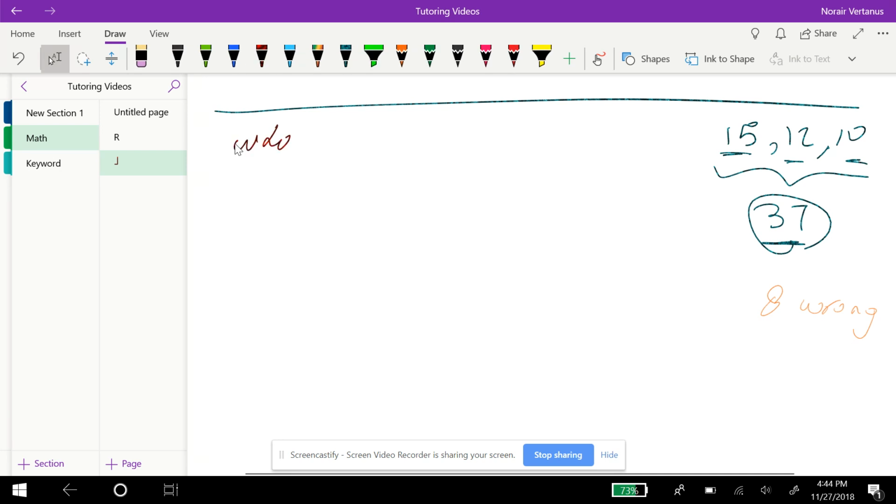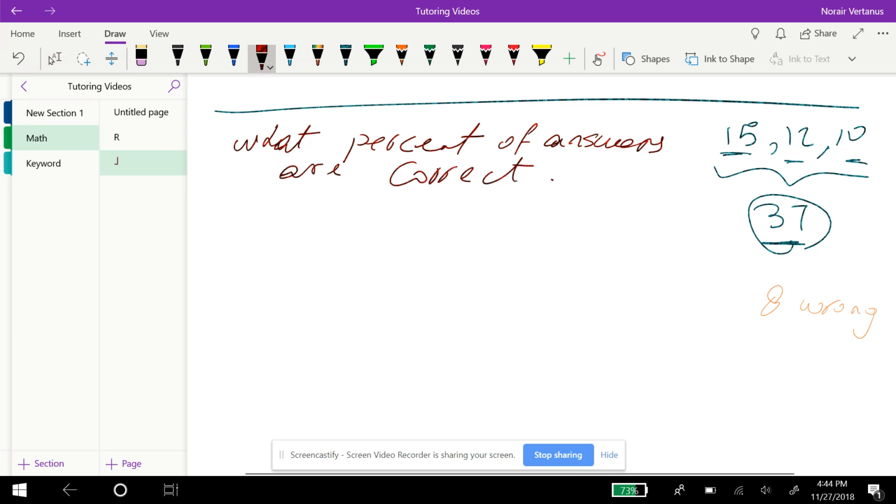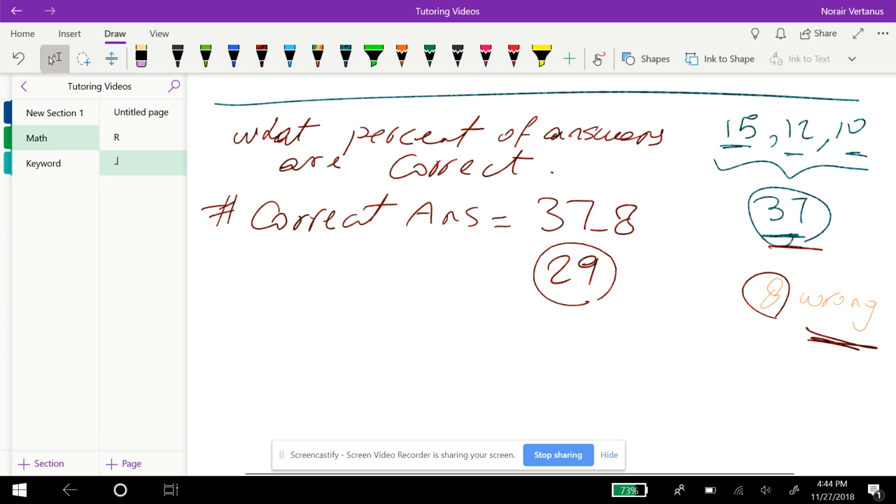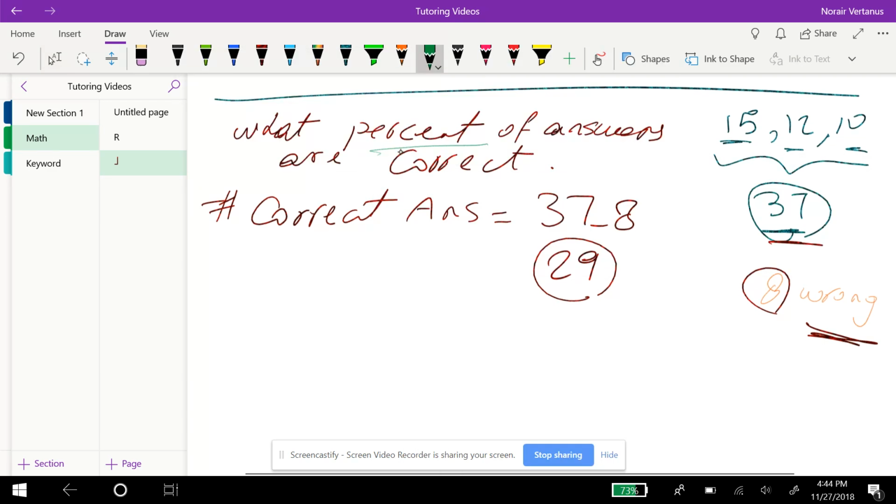So what percent of answers are correct? First of all, we need to know how many of them are correct. We know 8 of them are wrong, and there are 37 in total. So the number of correct answers is equal to 37 minus 8, which is 29 questions. He did 29 of them correctly and 8 of them wrong, right? He made a mistake on 8 of them. But the question is, what percent of the answers are correct? The correct ones, what percent of them?